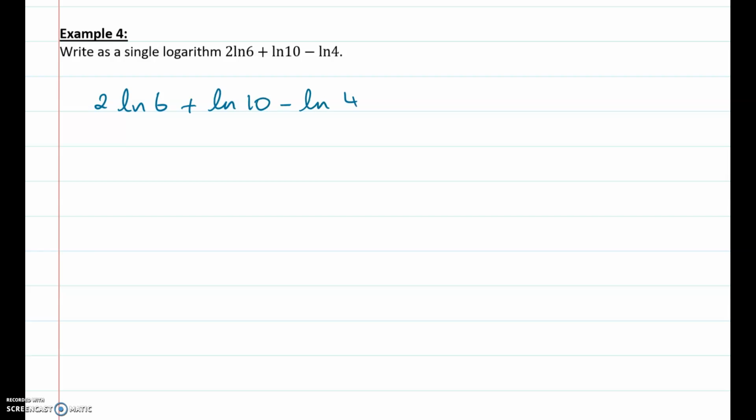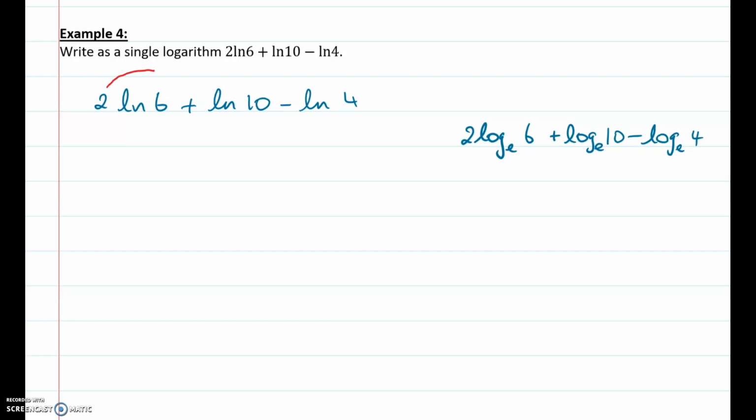of 4. Remember always that this could also be written as 2 log to the base e of 6 plus log to the base e of 10 minus log to the base e of 4. So we could write it that way, but we're going to stick to the conventional way, which is using ln to indicate natural log. And if there's a case where we are going to use the power rule, then that's one we should use first.